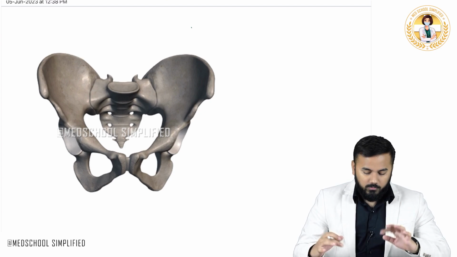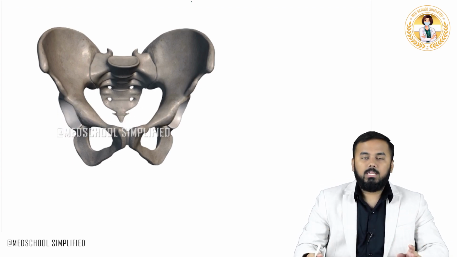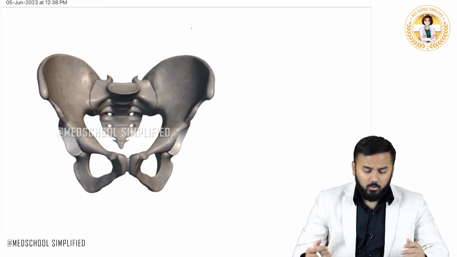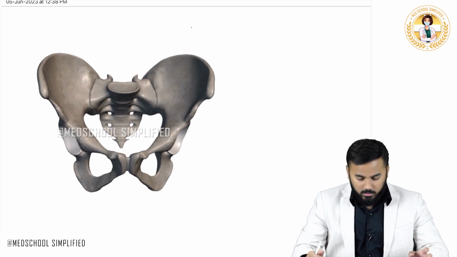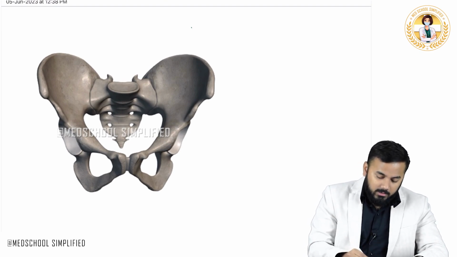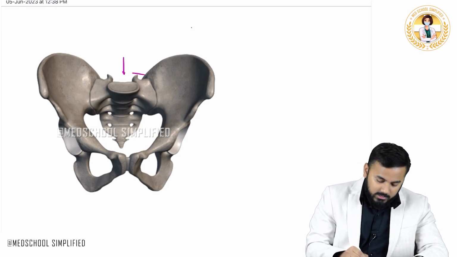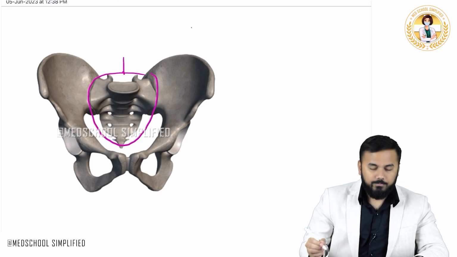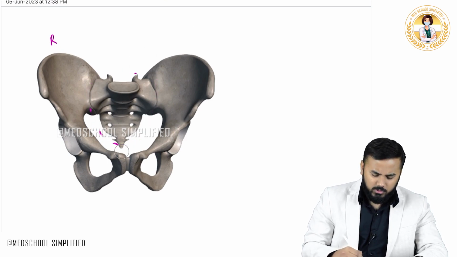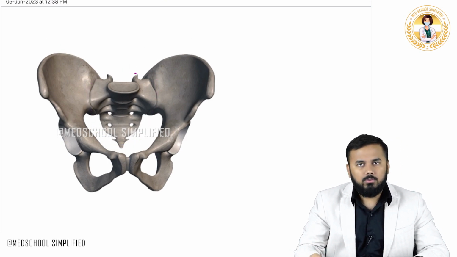Coming to the bones of the lower limb, as you can see in this picture, this is the pelvic bone. There are two halves of the pelvic bone, a right half and a left half. What is the thing in the center? See this one, this is called the sacrum. This is the right pelvic bone, and this is the left pelvic bone. This is something very basic which all of you might have known, okay?